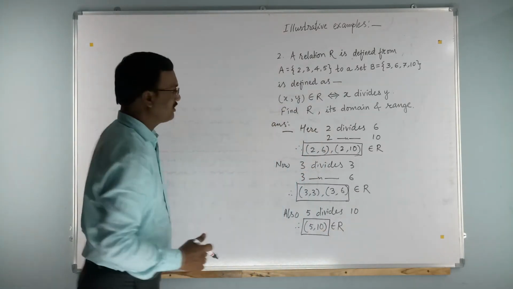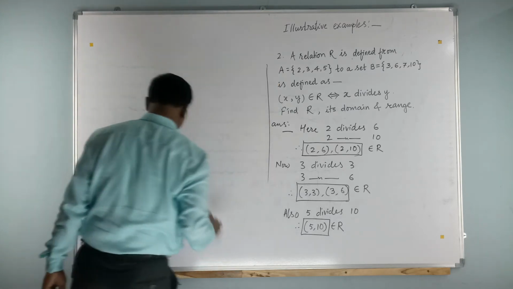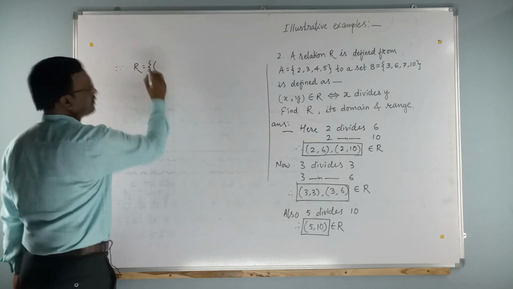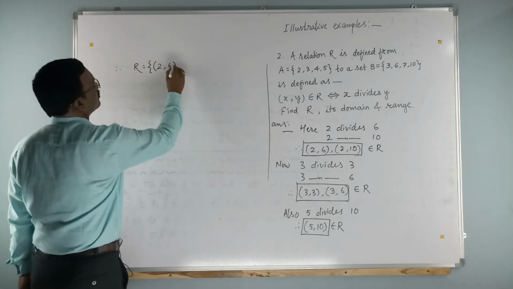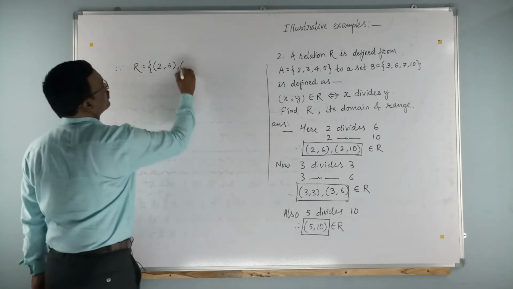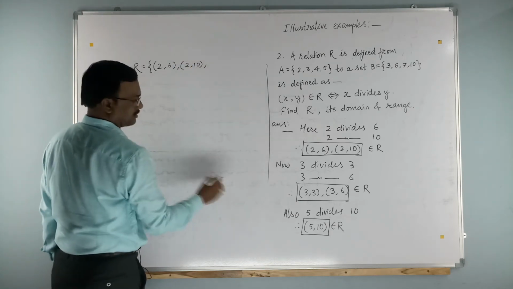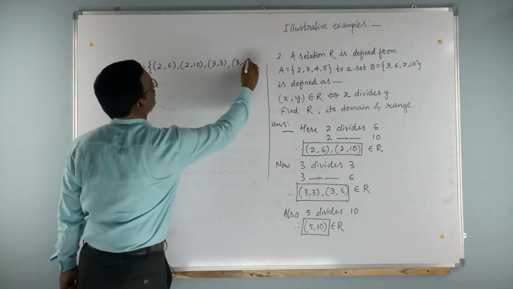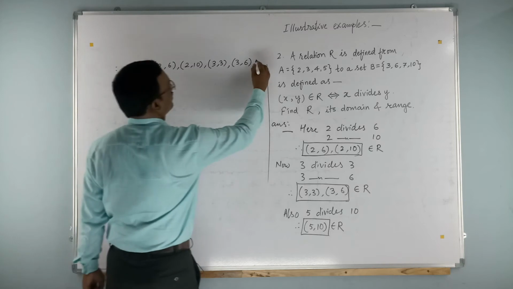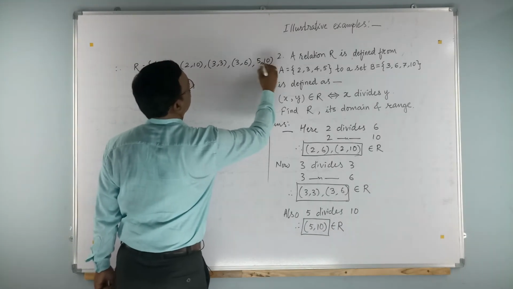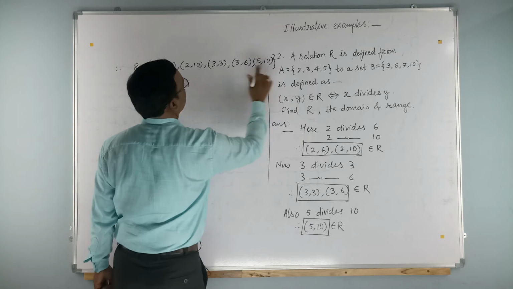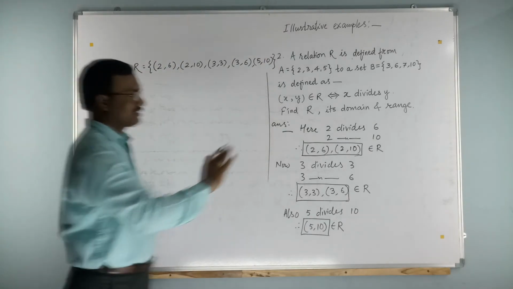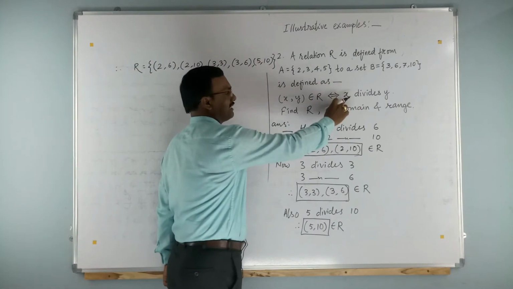So what will be the relation then? Let us see. Therefore relation R will be having pairs (2, 6), (2, 10), (3, 3), (3, 6), and lastly (5, 10). Okay, so this is the relation finally, satisfying the condition x divides y, that means first element divides second element.